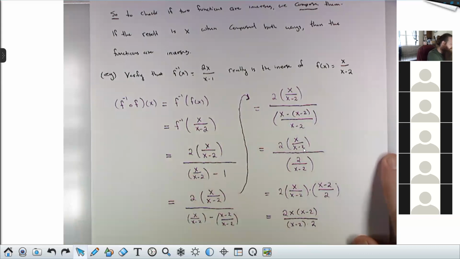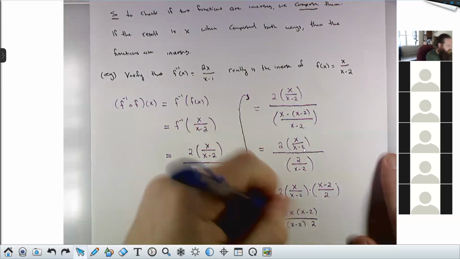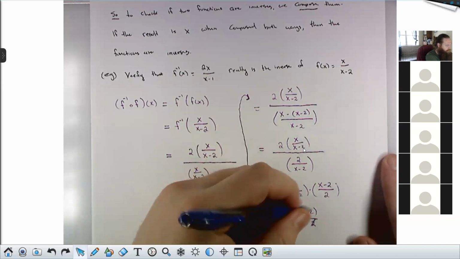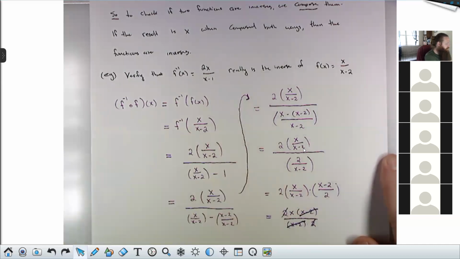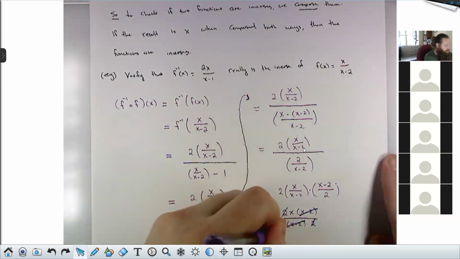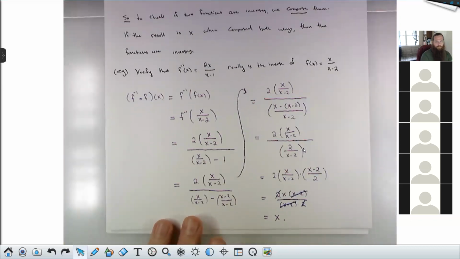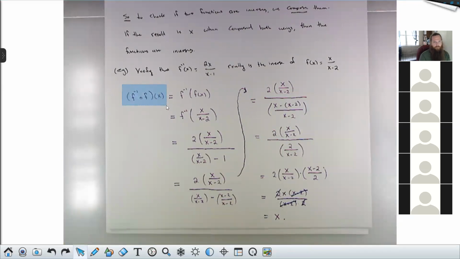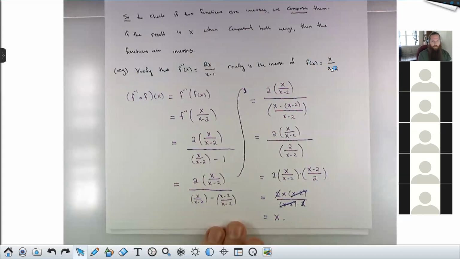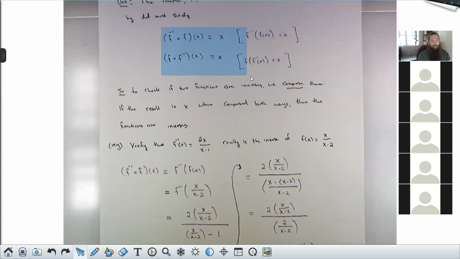So now we can do some cancellation. The 2's cancel. The x minus 2's cancel. And we just get x, which is what we wanted, right? That's what we needed to verify. We compose the functions. We should just get x if they are inverses. We do just get x, so they are inverses. Now, technically, if I wanted to verify that this really is the inverse of this, I should also compose in the other order, right? We need both of these things to be true.